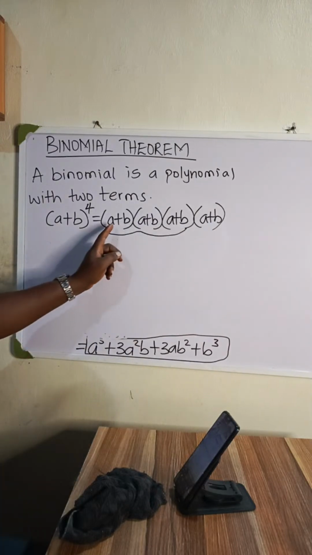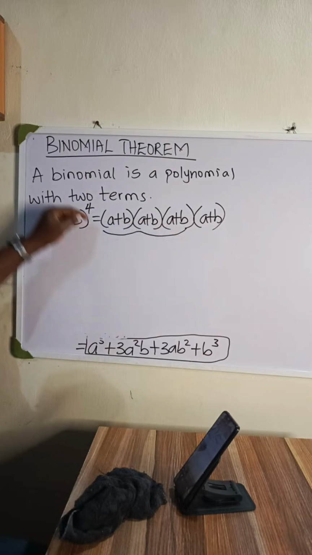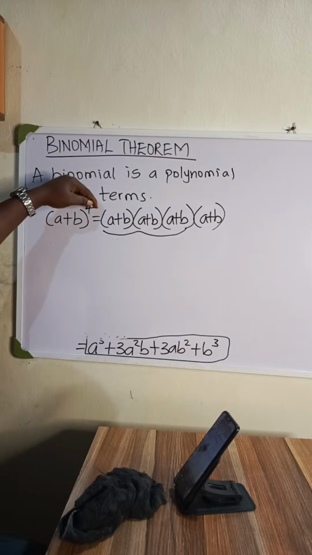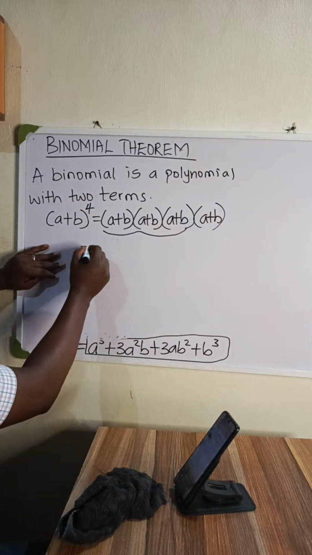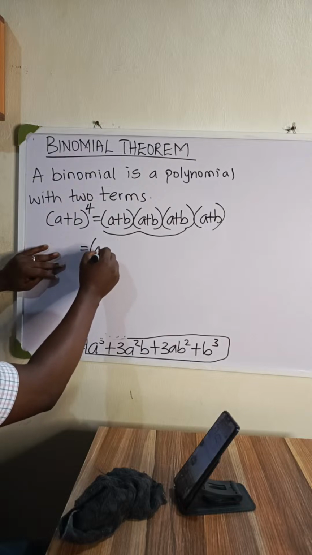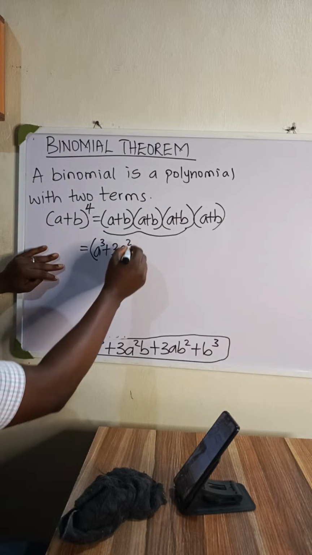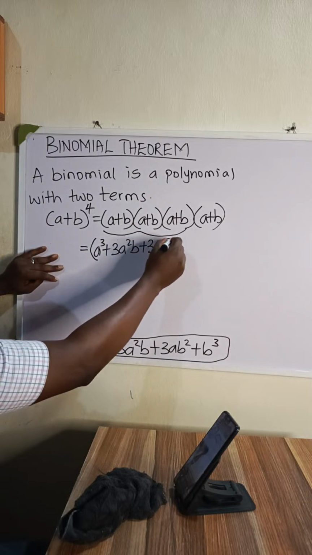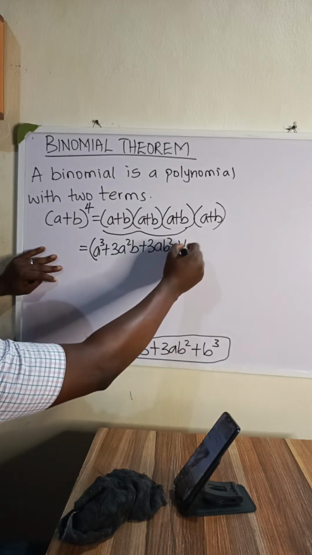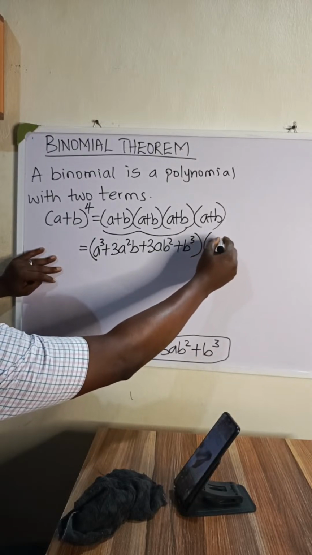But from what we did earlier, we already know this. We already know (a plus b) times (a plus b) times (a plus b), because that is (a plus b) to the power of 3. And this is what we got. So this is the same thing as a to the power of 3 plus 3a squared b plus 3ab squared plus b cubed. Now we are multiplying it by (a plus b).